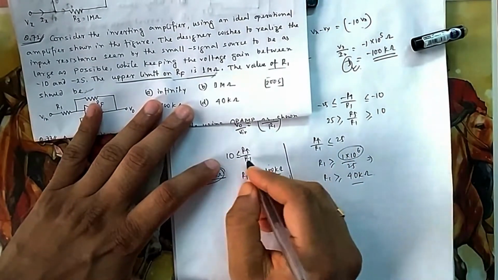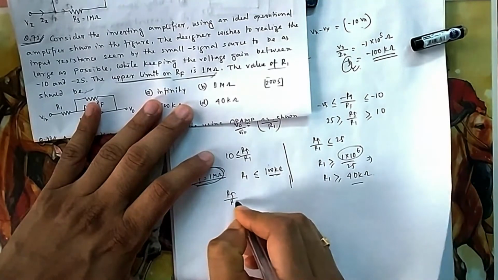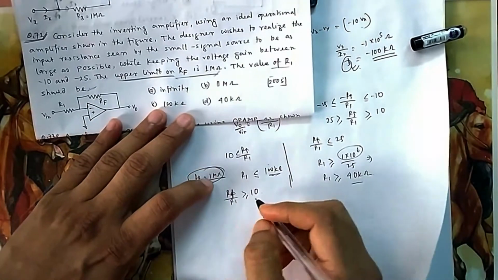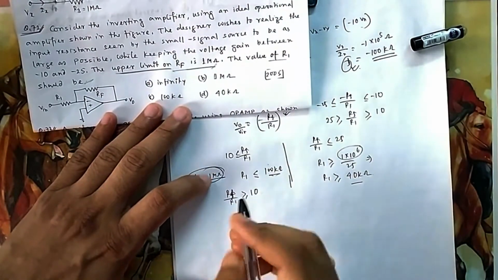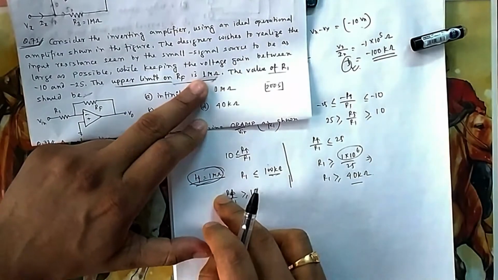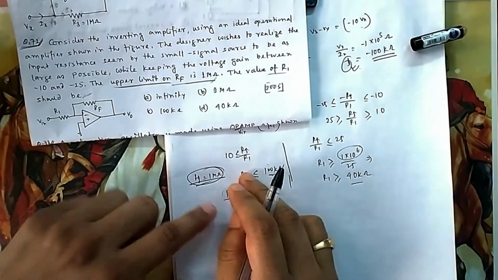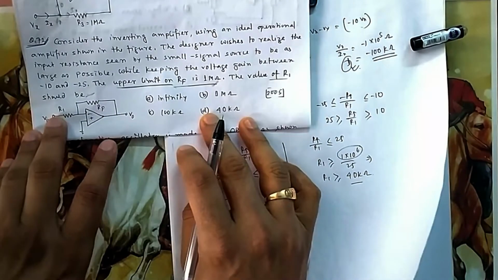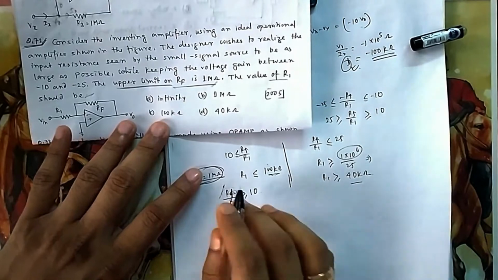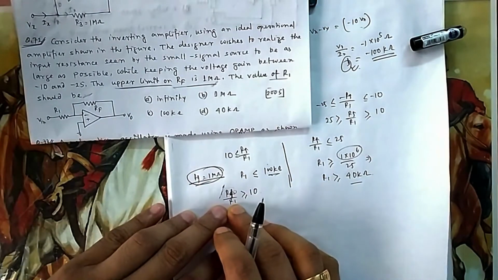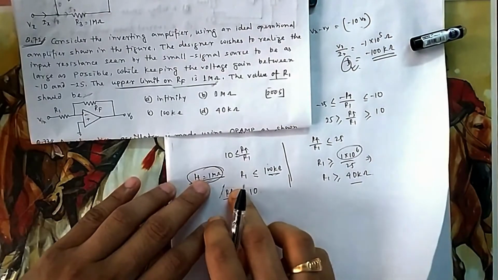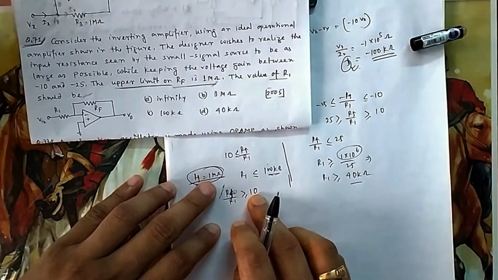So if you see this one, your RF by R1 should be greater than 10. Now if you take the RF maximum value, the maximum is 1 mega. Because R1 will not change, one value you will get, that will be fixed. RF can change, RF can vary, but R1 will be fixed. Suppose you fixed R1 at 100 kilo ohm, and for RF 1 mega the ratio is 10, so it should be greater than 10.